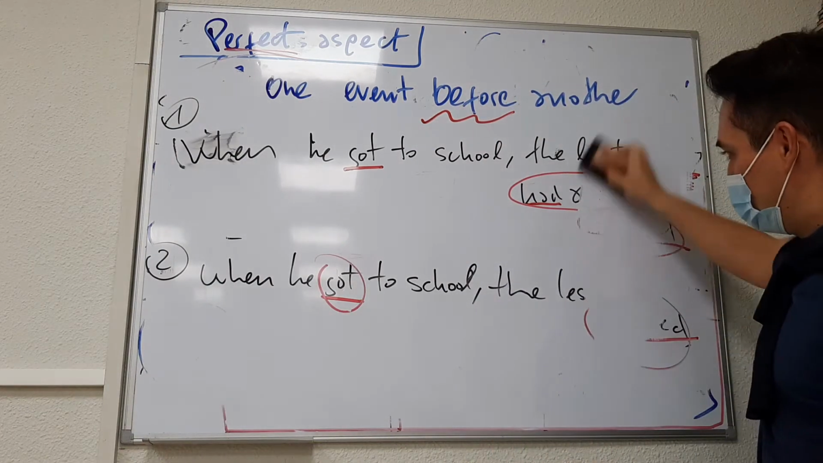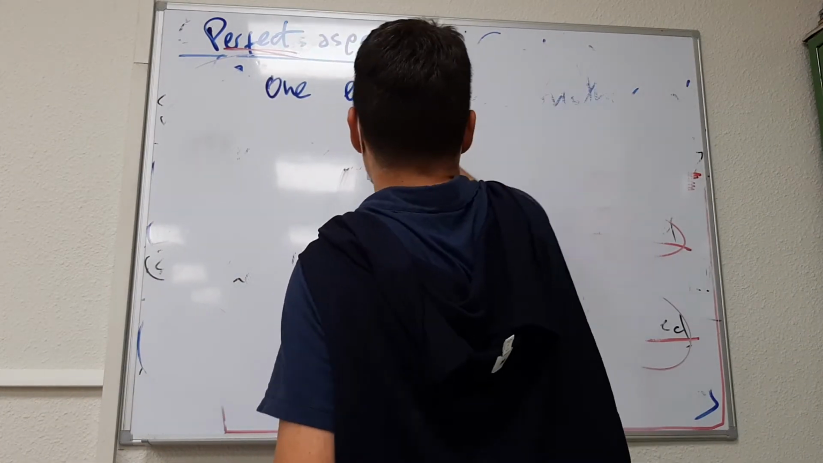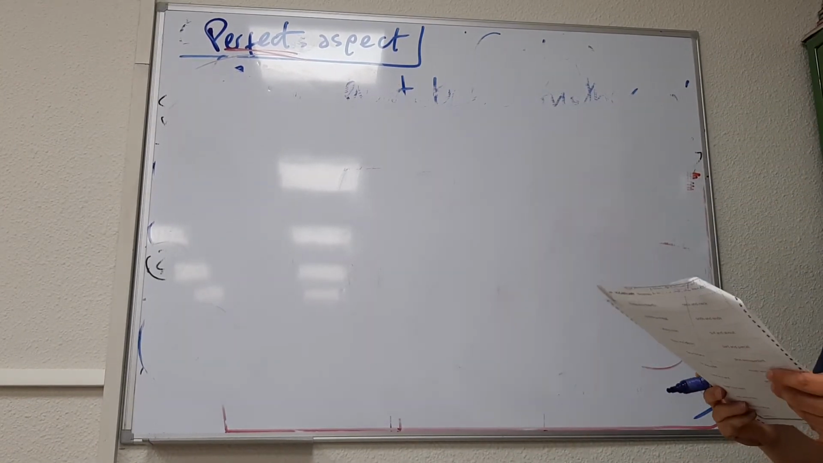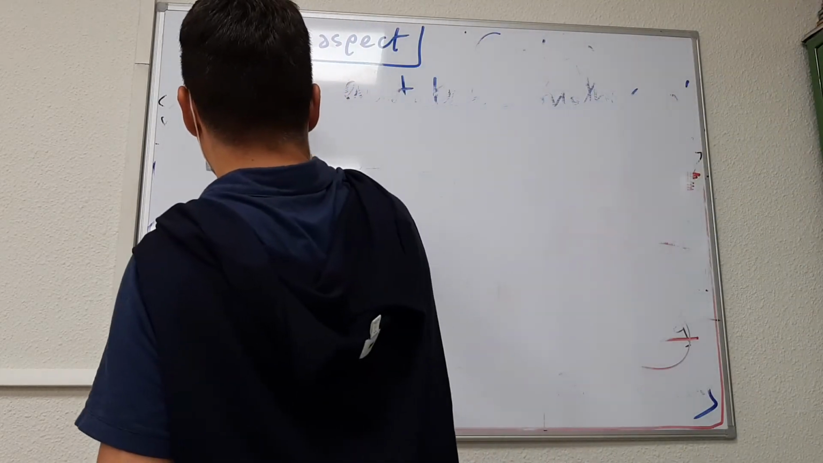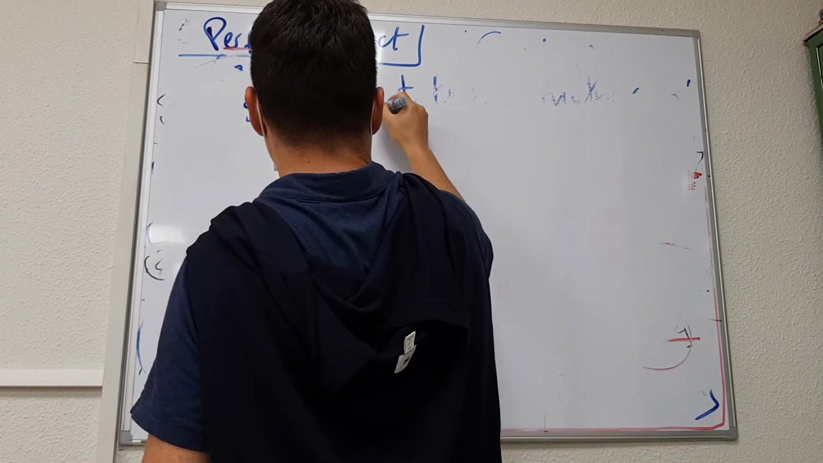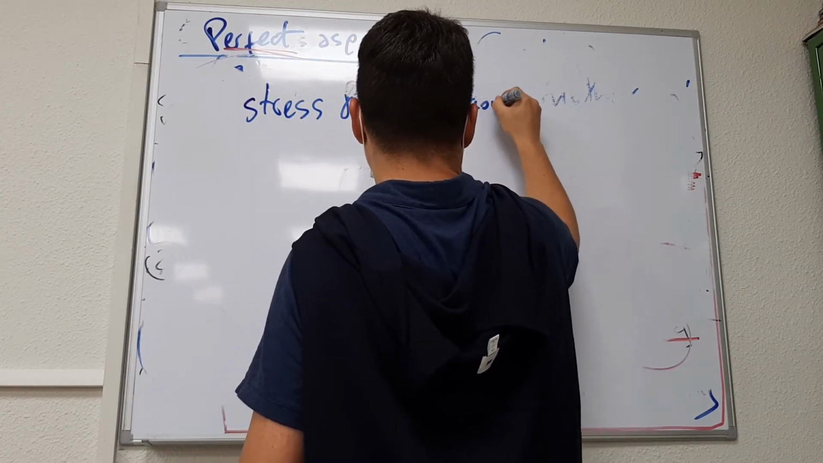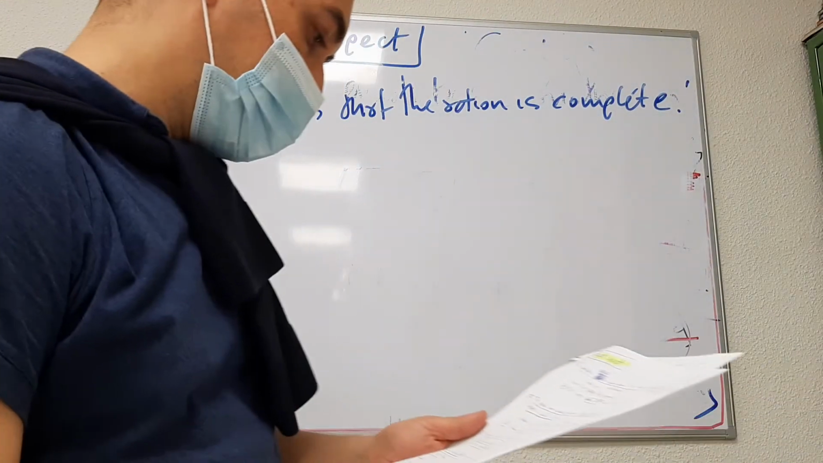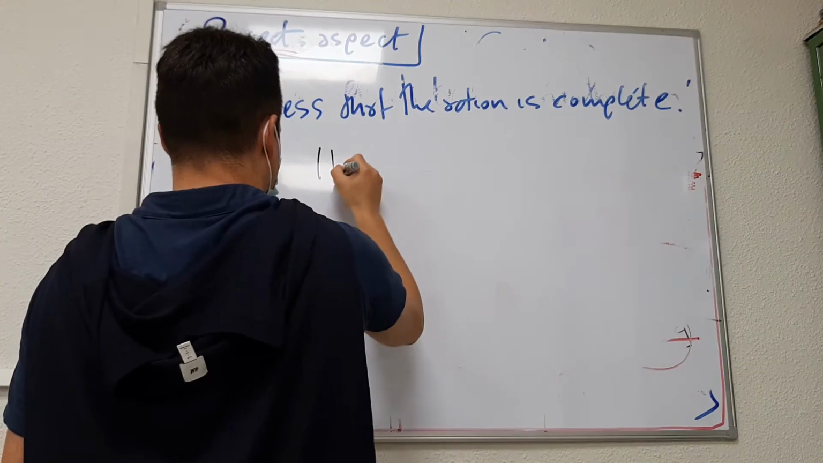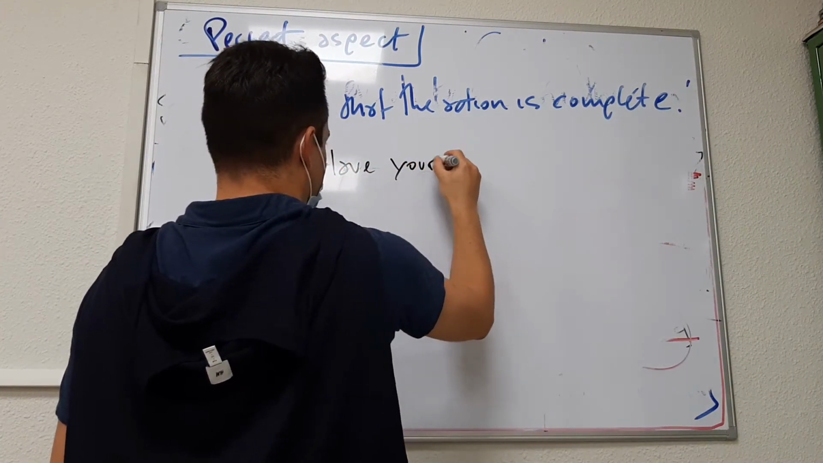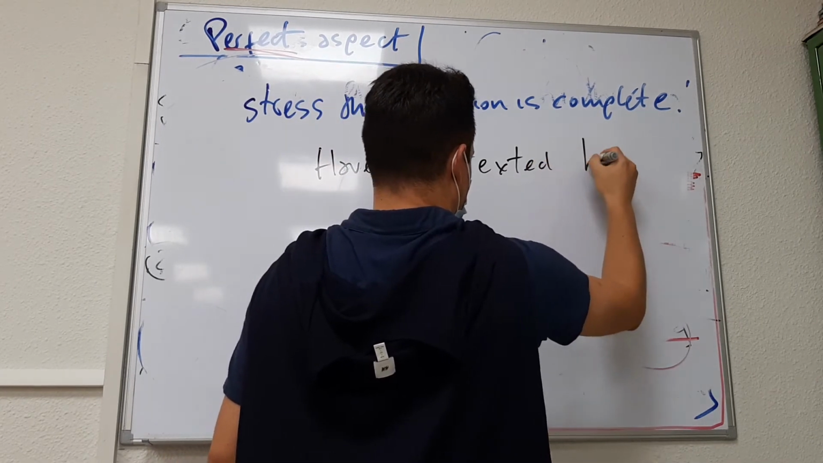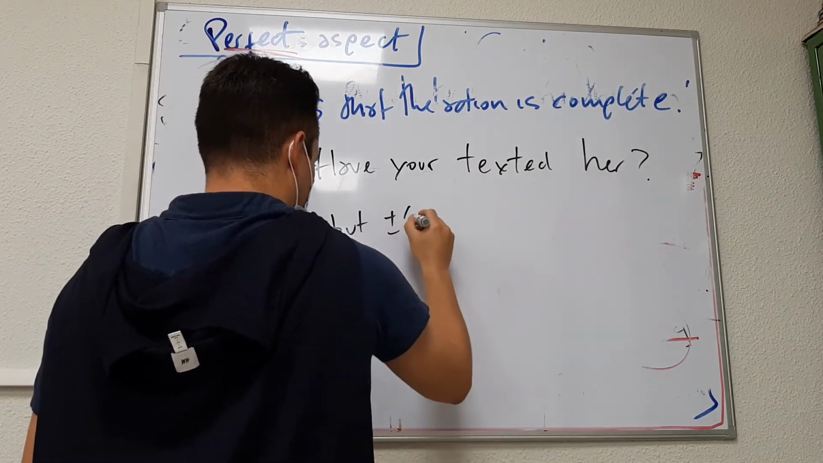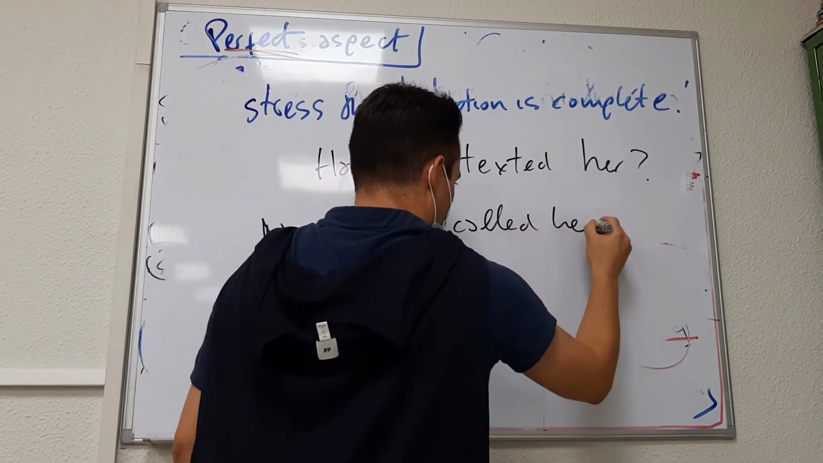Okay. What other use of the perfect aspect can we use? Okay, we can stress that one action is complete. Yeah? Stress that the action is complete. So for instance, I can say, have you written to her? Have you texted her? No, but I've called her.